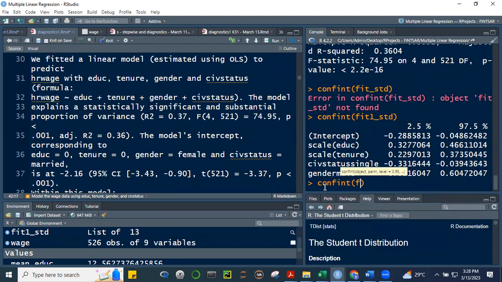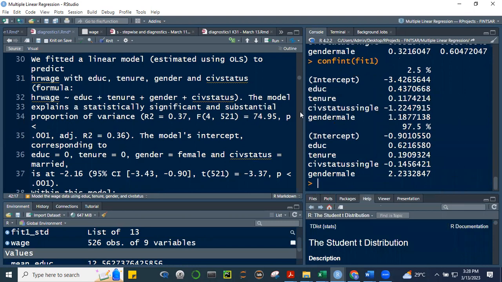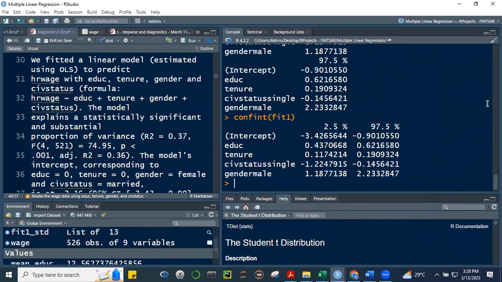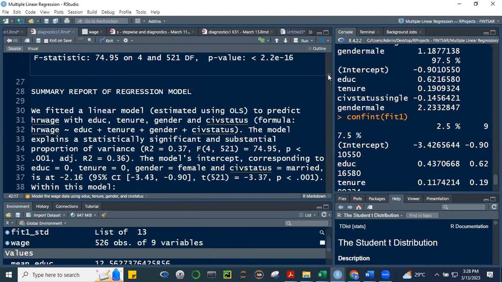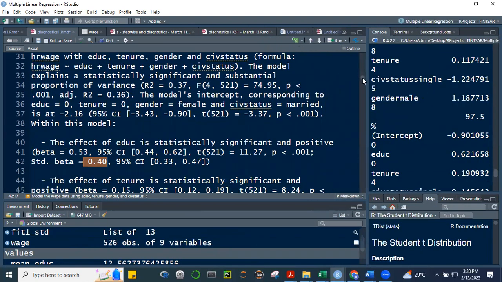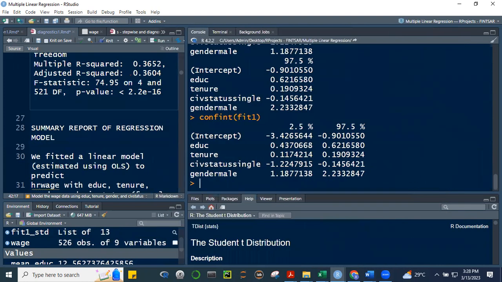The one that we used a while ago is fit1, right? That was our first model, fit1. So take a look at this. Let me run this. For the intercept, what did we get a while ago? Negative 3.43. Is it the same, class? Where's our intercept here? The model's intercept confidence interval is negative 3.43 and negative 0.9, right? We computed that a while ago.